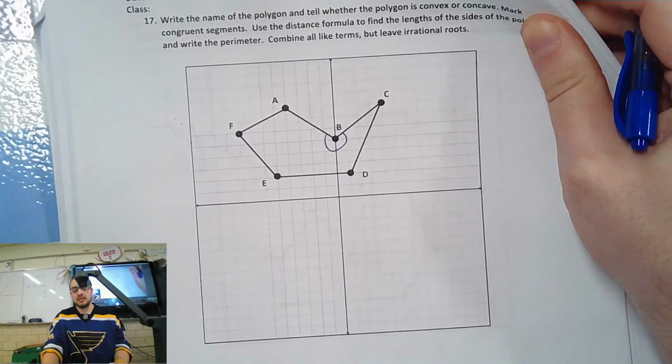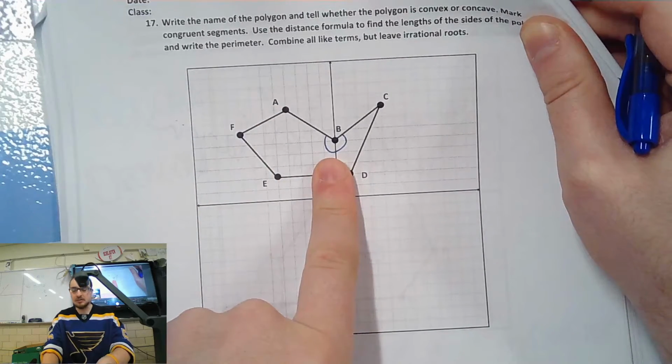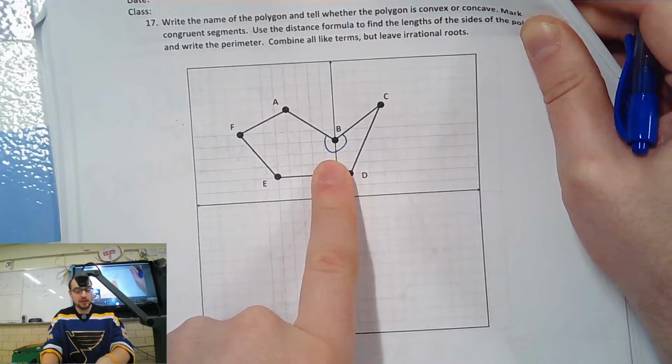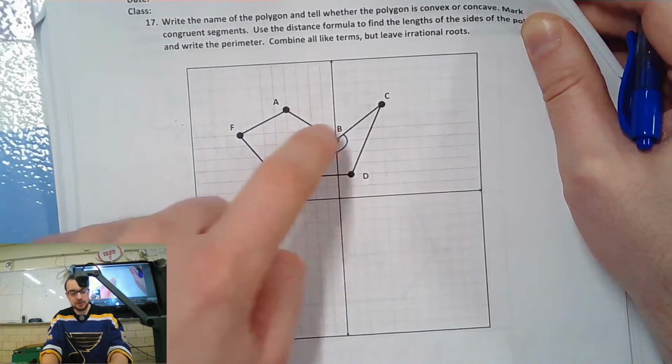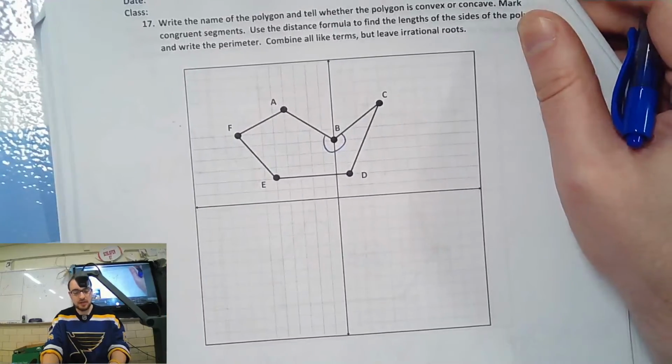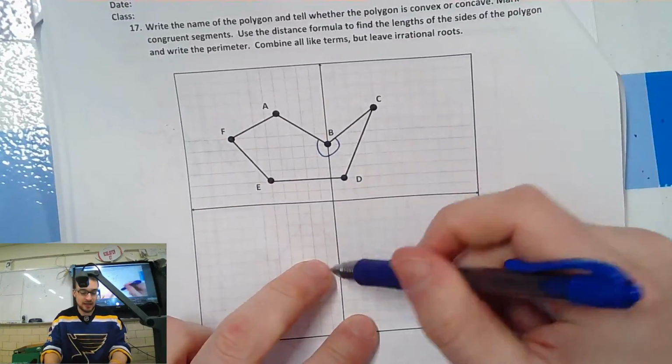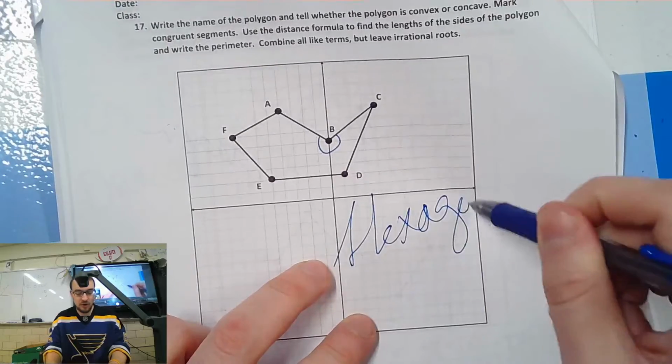All right, so next one. Concave or convex? Concave, because it has 1, and all it takes is 1 internal angle that's greater than 180. It's concave. It caves in right here. How many sides? 1, 2, 3, 4, 5, 6. So it's a what? Hexagon. Very good.